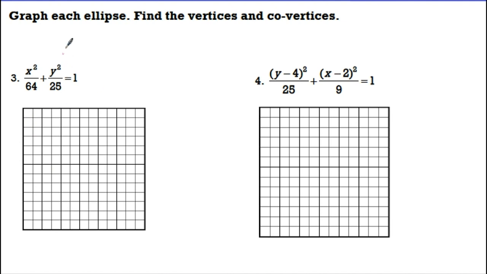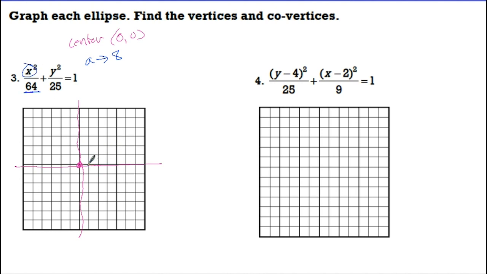So our center is at 0, 0. And I know that because there's no parentheses here. So let's just make our center right here. Okay. And then let's find the larger number. It's underneath x. All right. So my vertex is the square root of 64, which is 8. It's 8 units from the center in the x direction.